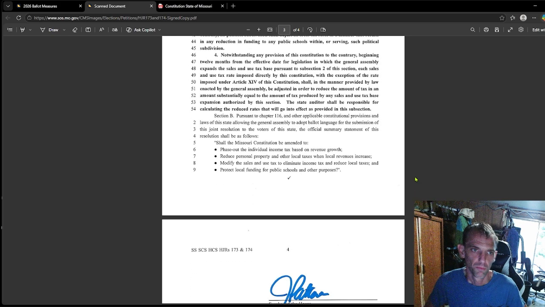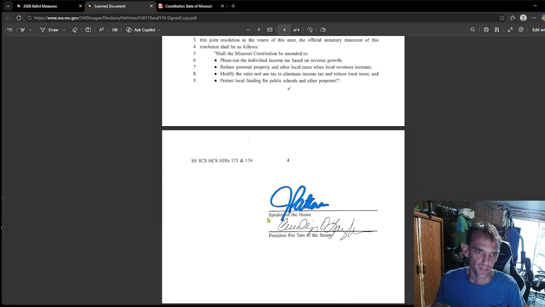Section B. Pursuant to Chapter 116 and other applicable constitutional provisions and laws of this state allowing the General Assembly to adopt ballot measures for the submission of this joint resolution to the voters of this state, the official summary statement of this resolution shall be as follows. Shall the Missouri Constitution be amended to phase out the individual income tax based on revenue growth, reduce personal property and other local taxes when local revenues increase, modify the sales and use tax to eliminate income tax and reduce local taxes, and protect local funding for public schools and other purposes.